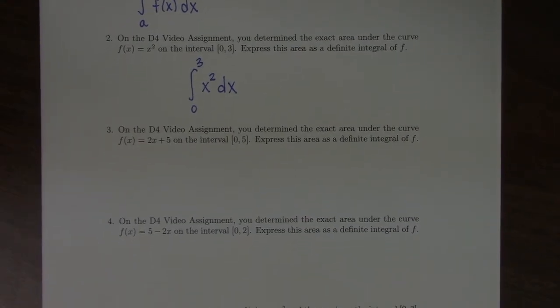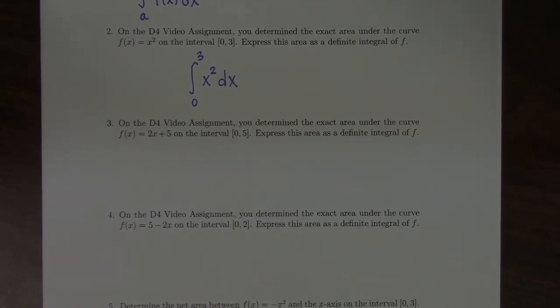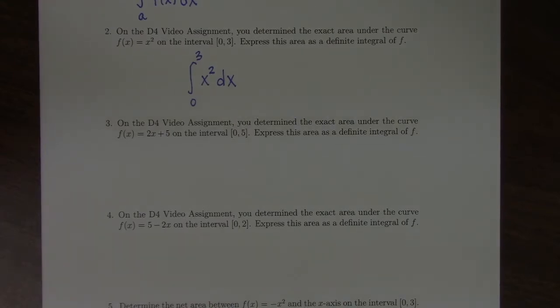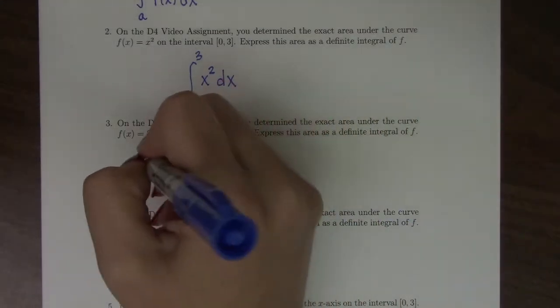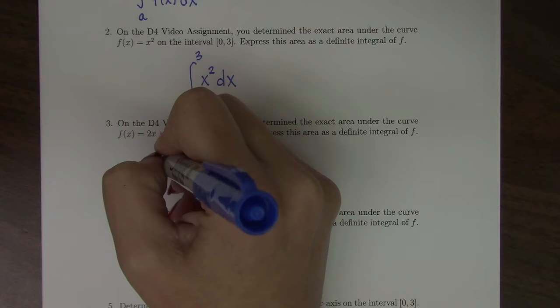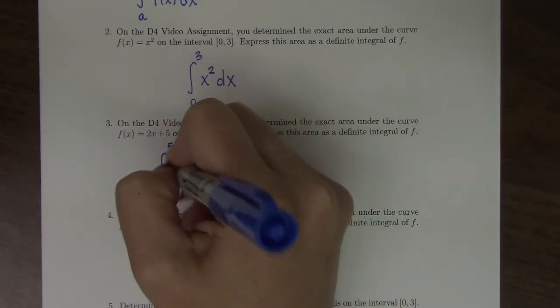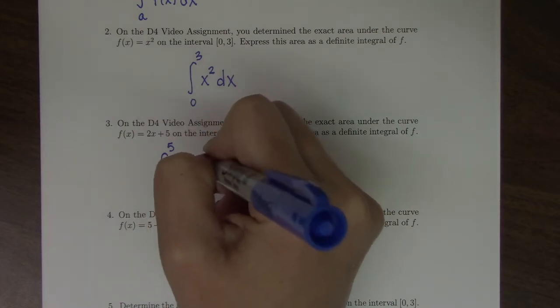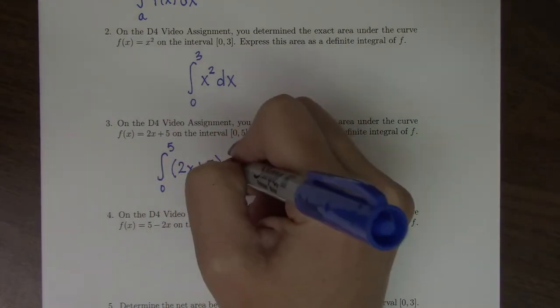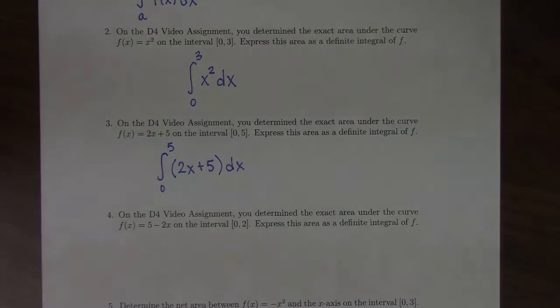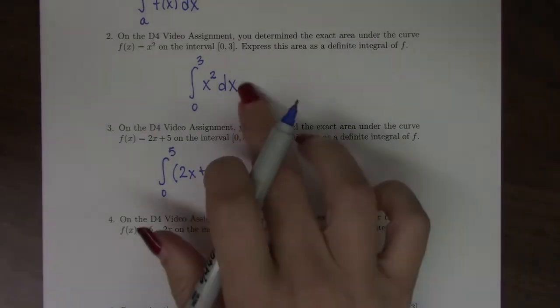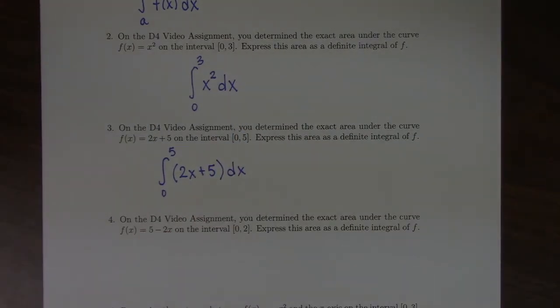Now number 3 says, on D4, we determined the exact area for 2x plus 5 on the interval from 0 to 5. Express the area as the definite integral of f. So we go from 0 to 5. Our equation is 2x plus 5 dx. And since we know the area of this, we actually calculated it from 0 to 3.